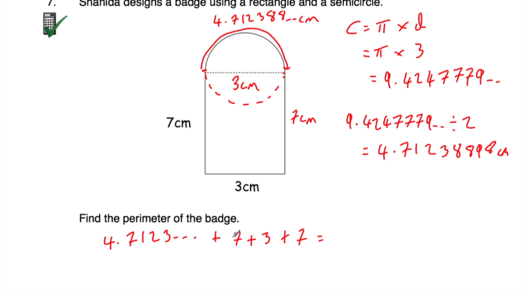So I've already got that answer on my calculator display. So I'm just going to press plus 7 plus 3 plus 7 is equal to 21.71238898 and so on centimeters. And we can round that answer if we want to. I'm going to round it to 2 decimal places. That'll be 21.71 centimeters. And that's it.